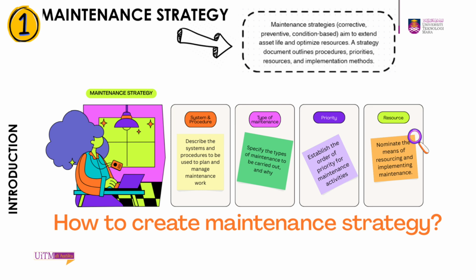Introduction. Maintenance strategy: system and procedure. Describe the systems and procedures to be used to plan and manage maintenance work. Type of maintenance: specify the types of maintenance to be carried out, and why. Priority: establish the order of priority for maintenance activities. Resource: nominate the means of resourcing and implementing maintenance.